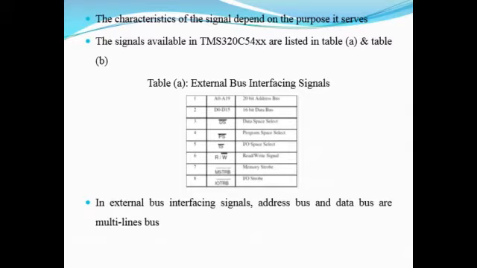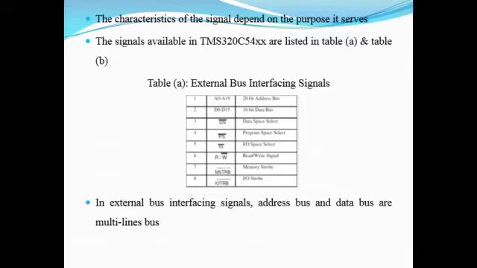Then DS bar, that is data space select. Here we can see that the signal is active low. If DS bar is 0, it indicates that data space is selected. Next is PS bar, which is for selecting the program space. If PS bar is 0, it is active low, selecting the program space instead of the data space.